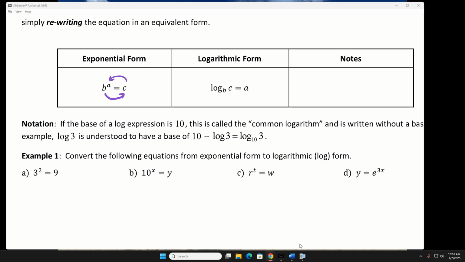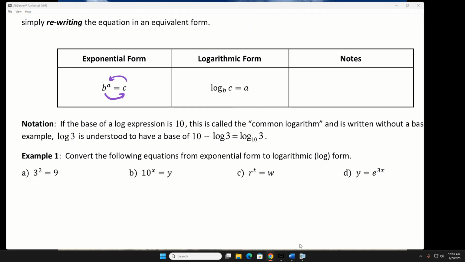So if I have b to the a equals c, and I want to write it in logarithmic form, I start with log, and then I just go around the loop. So I start with the b, I loop over to the c, and then it equals the a. Right? And then you can do the loop the other way also.